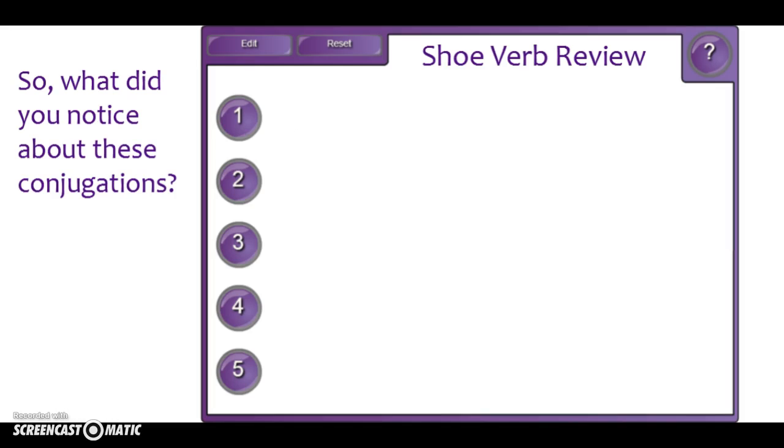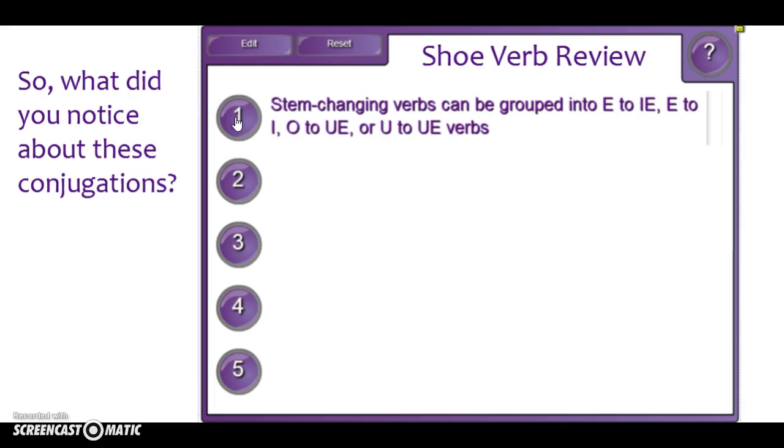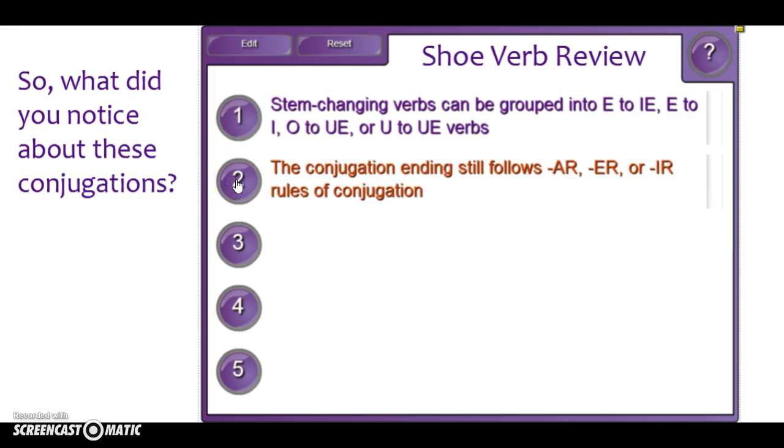So can you summarize what we've been doing with shoe verbs or stem changing verbs? Five main concepts. First one, we have three different types of stem changing verbs, E to IE, E to I, or O to UE. Those are your three main types of stem changing verbs. Your endings follow the same patterns as every AR, ER, or IR regular verb that you have done so far.